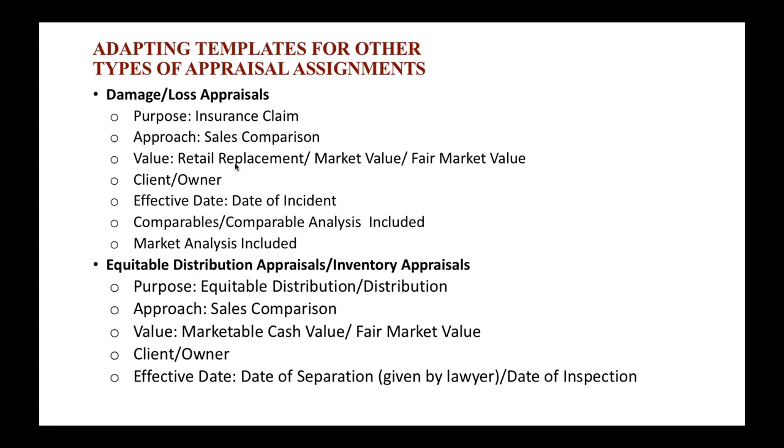It's going to be a number of different types of values. You have to see what the insurance company is asking you for, whether they're asking you for retail replacement, market value, or fair market value. So check with that because they read differently. The client and the owner is generally the same, but the client may be an adjuster or for the insurance company. The effective date is going to be the date of incident. Of course, this may not be known, so if it is not known, then it's going to be one that the insurance company has given you, or the date of the inspection.